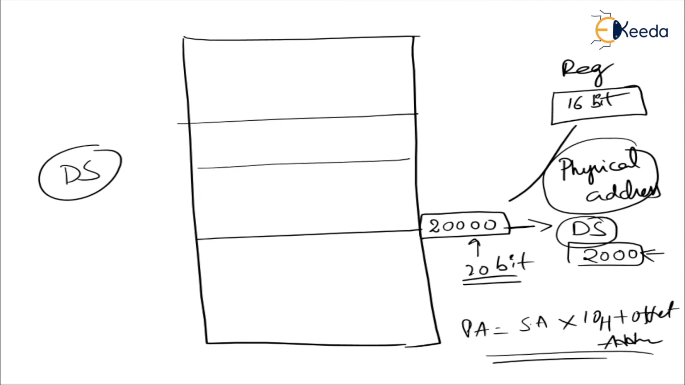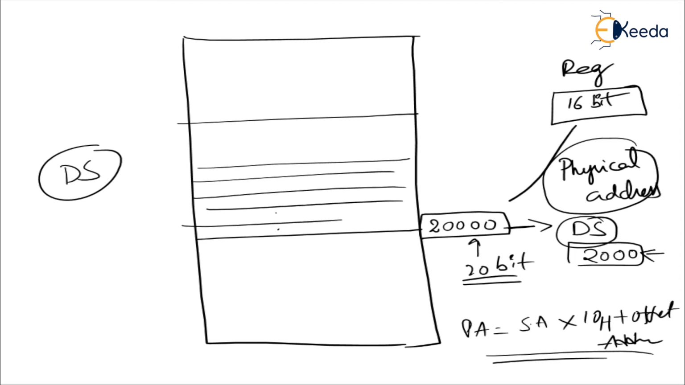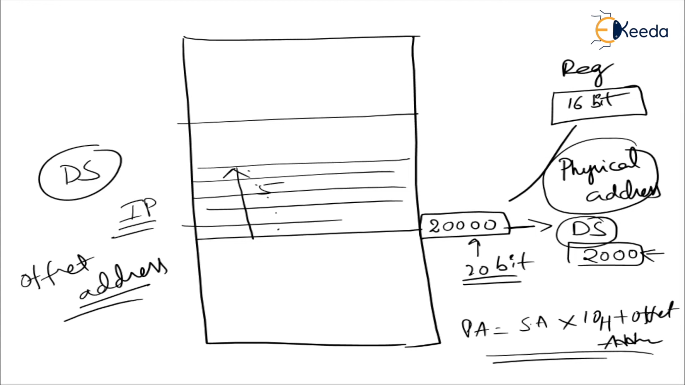Suppose I want this particular position, the 5th position. By using a pointer, you can use the instruction pointer. That is called the offset address. The base address or segment address is the same, and the offset address is this one. In this way, we can calculate the physical address. My important point is that by using memory segmentation, we can execute instructions very fast.